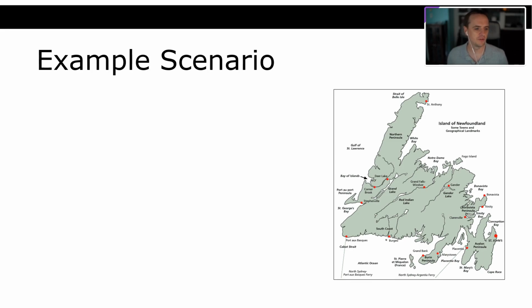So let's give an example scenario here. Let's say we have a map of Newfoundland. If anyone in the chat or anyone watching is not from Newfoundland, this is Newfoundland, Canada, and this is where our university is located. This is where Memorial University is located. I see a bunch of questions in the chat, but I'm going to come back to questions once I get a bit further into the lecture.